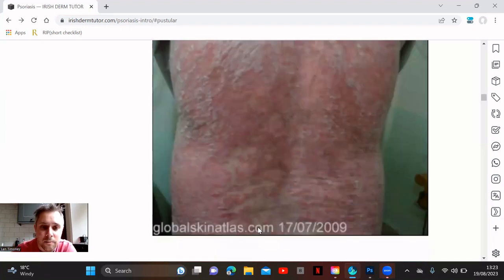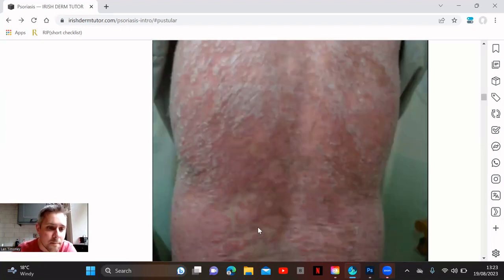And just to be aware, there are many causes of erythroderma. Psoriasis is a common one. Other common causes include eczema and drug reactions. And then maybe less common causes include things like pityriasis rubra pilaris, or cutaneous lymphoma, among others.